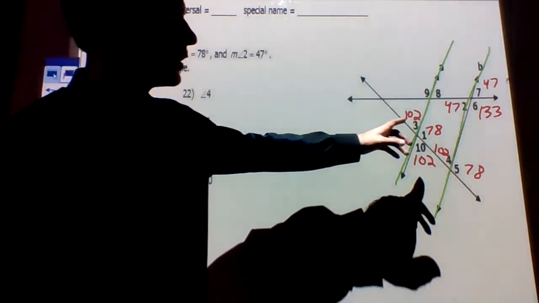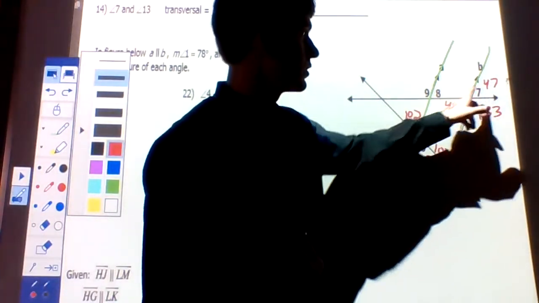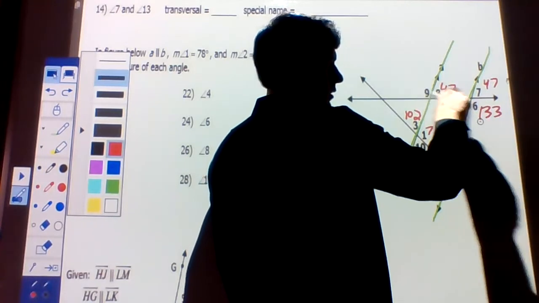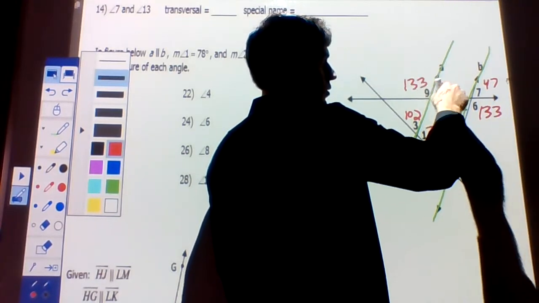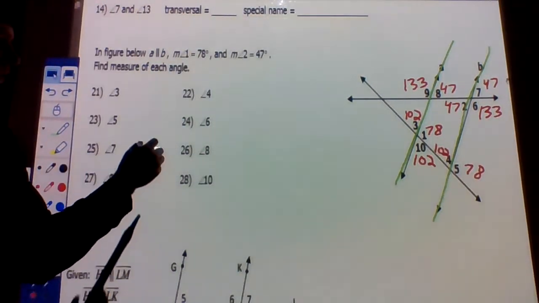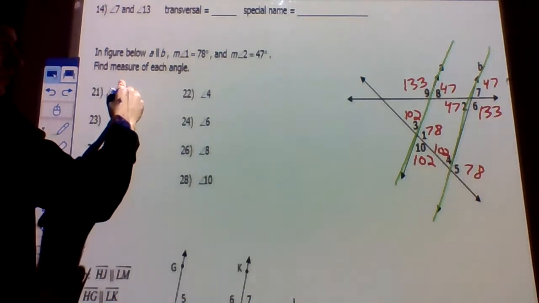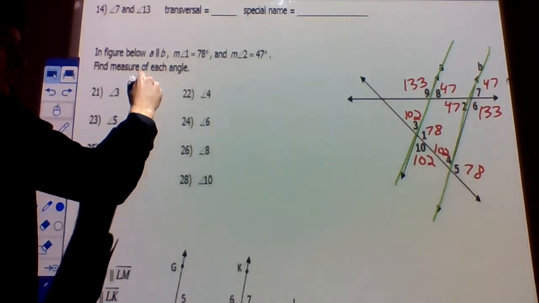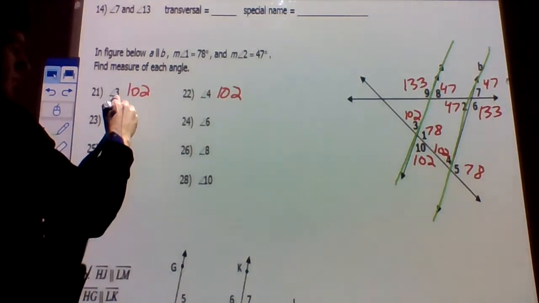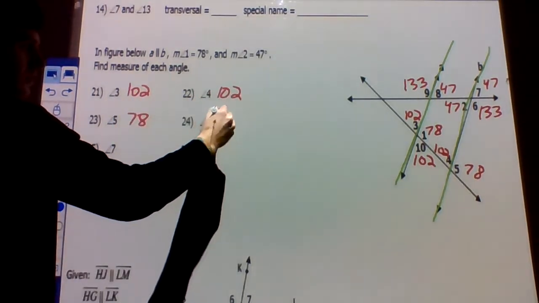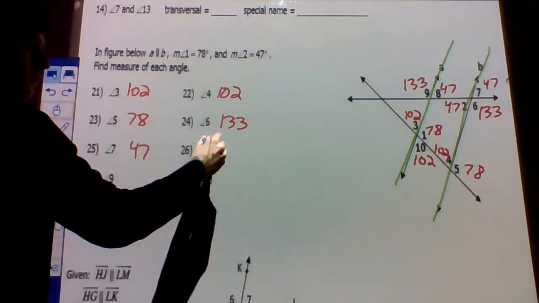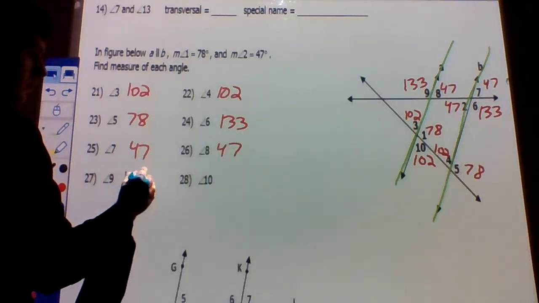And then we can do the same thing up here. So corresponding here, so this is 47. Alternate exterior here, so this is 133, or you could do linear pair. So we could fill them all in if we want to. The measure of angle 3 was 102. 4 was 102. 5 was 78. 133. 47. 47. 133. And 102.